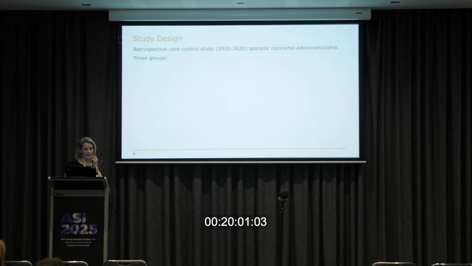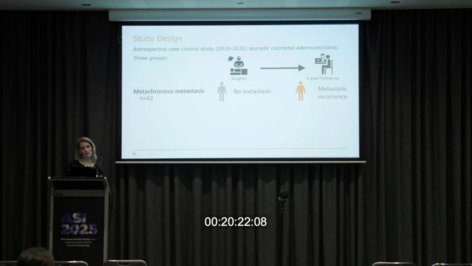Ryan's study design is a nested case control study with patients that had surgery between 2010 and 2020. The main group we're interested in are patients who have a metachronous metastasis. At the time of surgery, they have either local or locally advanced tumours. They don't have anything in the liver or the lungs, but within 5 years, they develop a metastatic recurrence. These are the people we really want to find something that might help us identify.